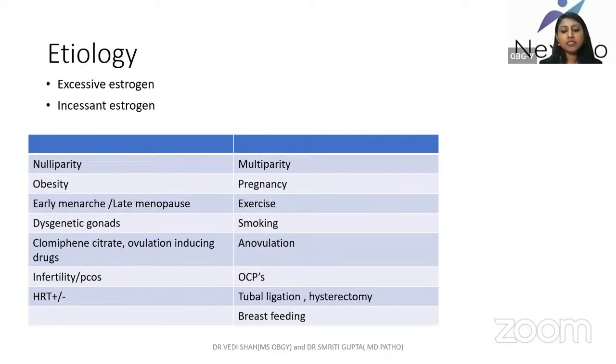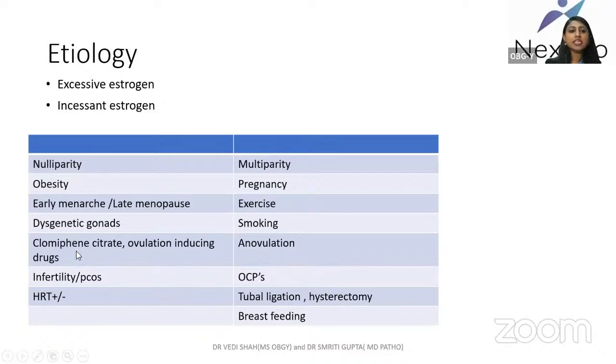Of these, there are certain factors in a patient which make her responsible for the excess amount of estrogen in her body, namely the presence of nulliparity or obesity. Obesity causes excess estrogen because of the peripheral aromatization which takes place due to the adipose tissue present in these obese ladies. Then the development of early menarche or late menopause, wherein the female is exposed to a large number of ovarian cycles during her lifetime.